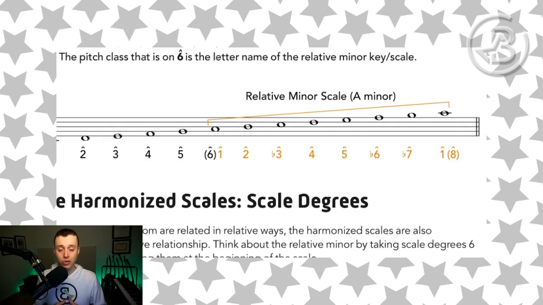And we can also have that same relationship between two keys. So the key of C major is the relative key of A minor, and A minor is the relative minor key of C major.